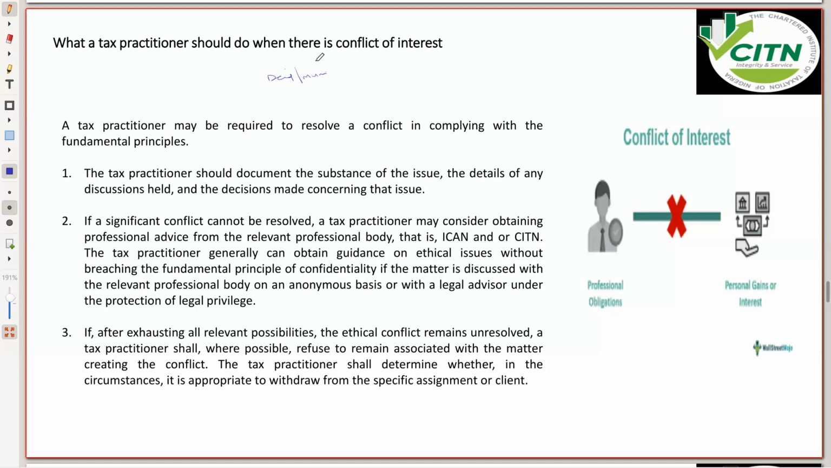There's a conflict between, should I act in the interest of my family? Should I act in the interest of my profession or my employer? So where there is that conflict, either in personal situations or in exam situation, it's important that the taxpayer should take steps to resolve the conflict in complying with these fundamental principles. So what are some of the steps the taxpayer could take?